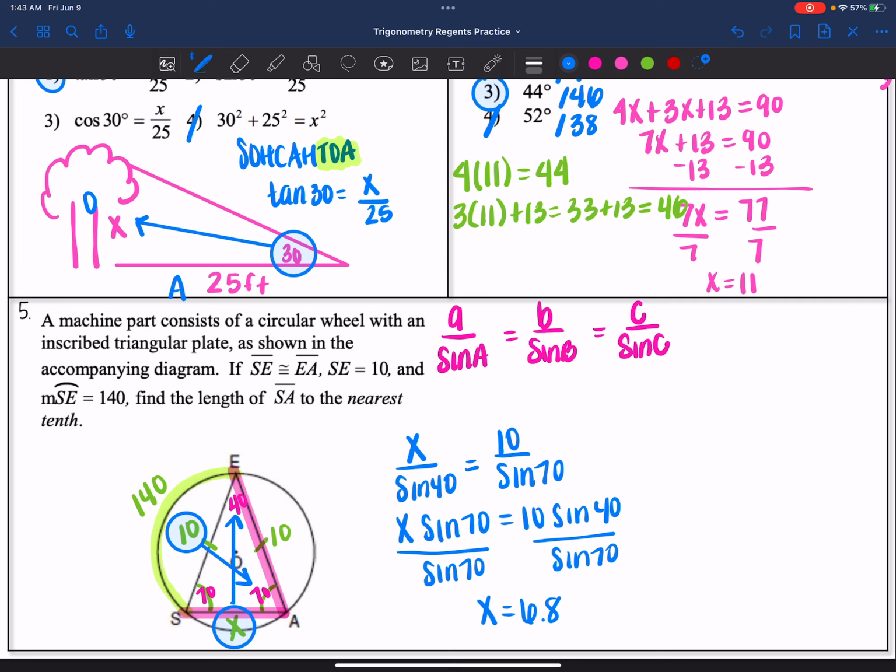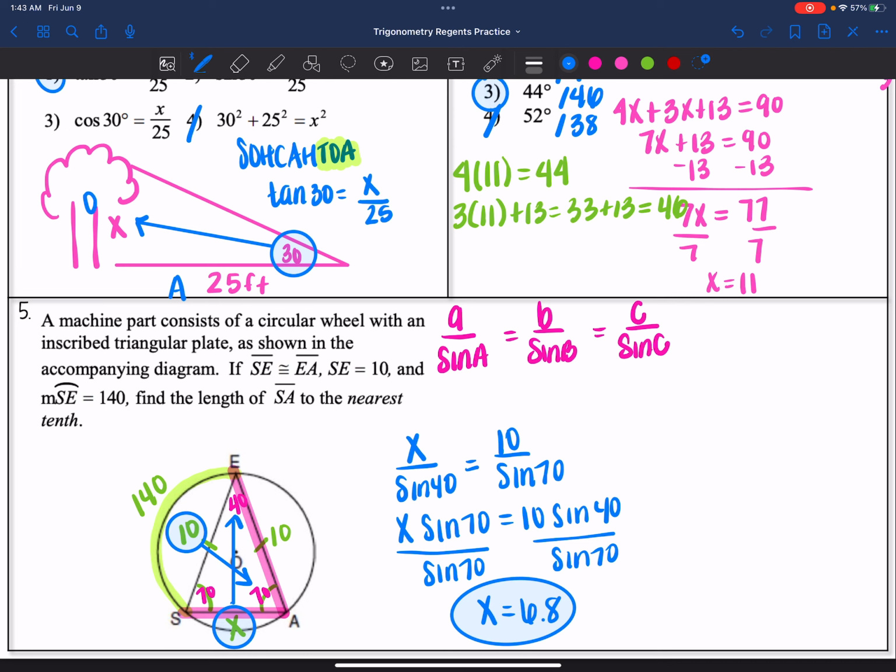And that kind of makes sense. My two legs are 10, and that SA is 6.8. That kind of makes sense, so I'm just going to go ahead with it. Now, if I got a number like 140, I know that that's a ridiculous answer, and I have to go back and check my work. But 6.8 looks like an answer that I can deal with, so I feel confident on that.